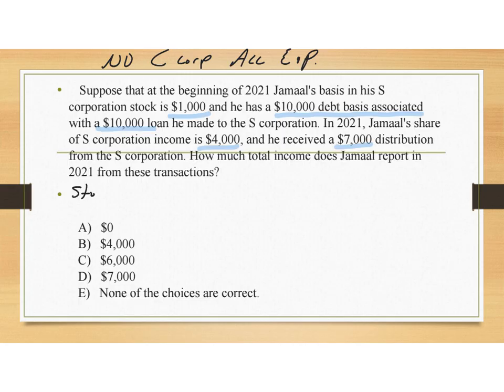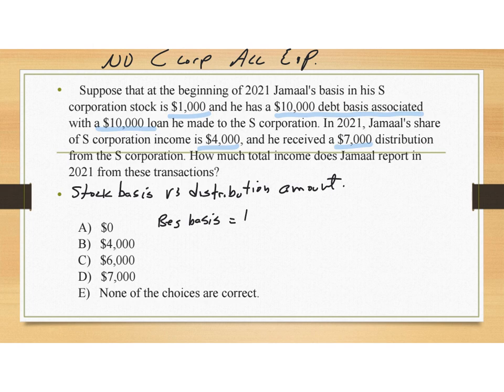So look at stock basis versus distribution amount. Let's figure out what our stock basis is. What was our beginning basis? Our beginning basis was $1,000. Remember, this $10,000 is debt basis, that's not stock basis, so we have to keep those separate in an S corporation.